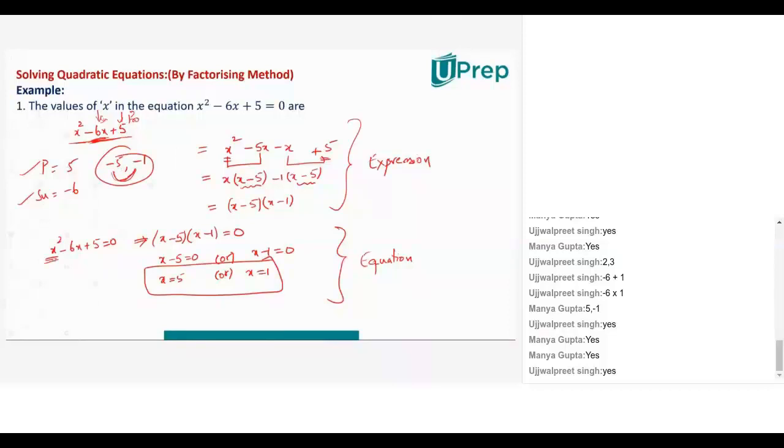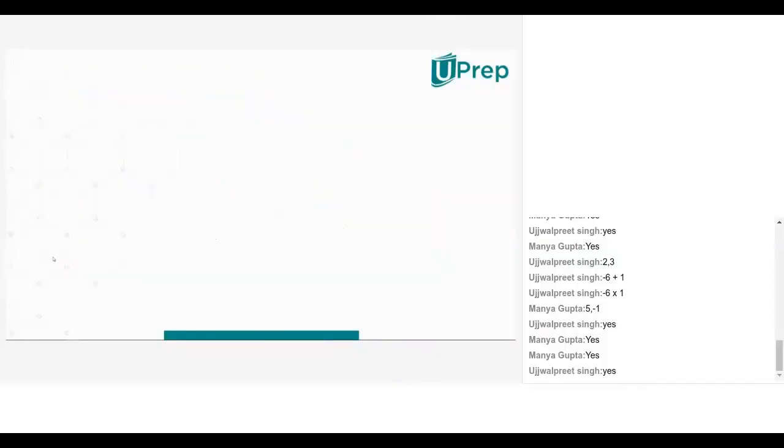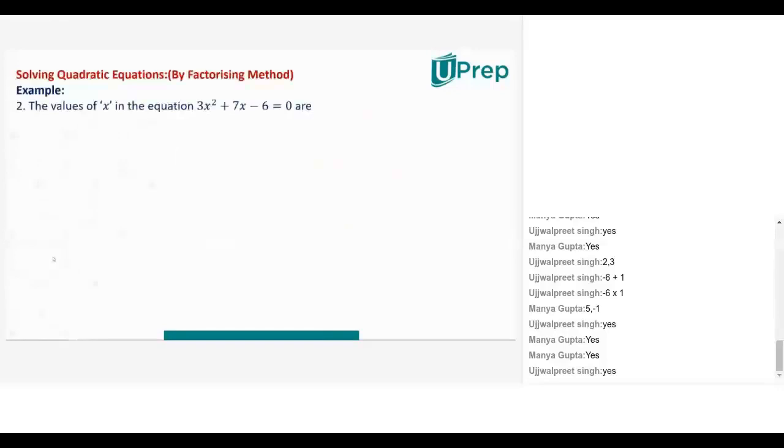What happens if I have a coefficient? Let's look at this problem. See the problem here. Now the expression is 3x square plus 7x minus 6. Now how do I get the factors? Because if I follow the same discussion that I did previously, then what I usually do is take out 3 common. That gives me x square plus 7 by 3 times x minus 2.